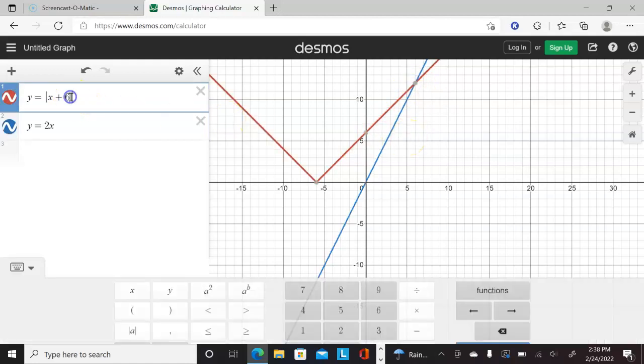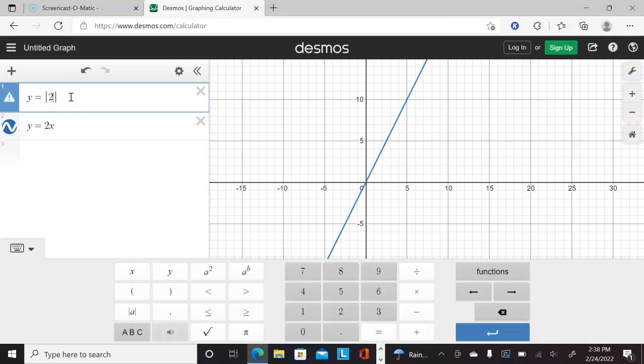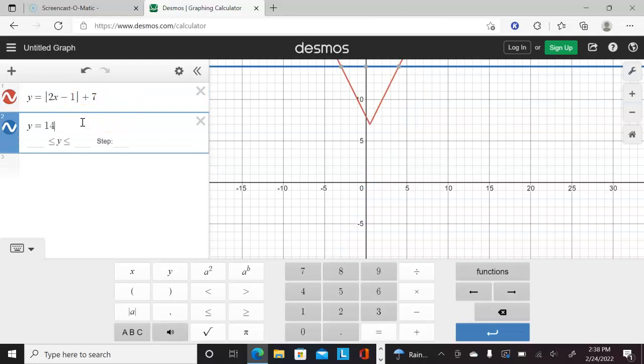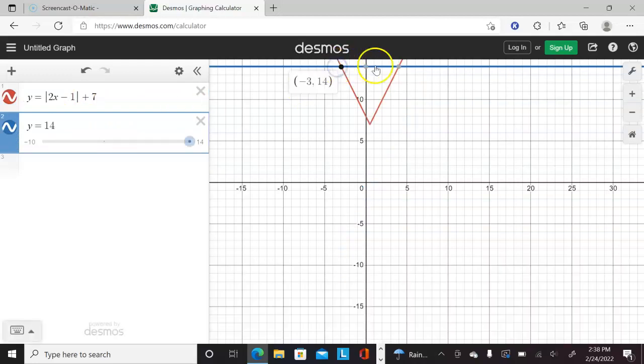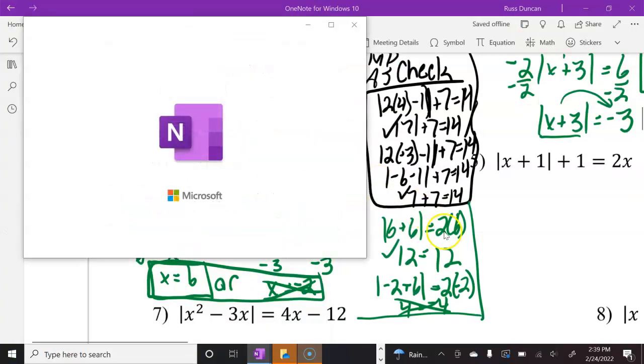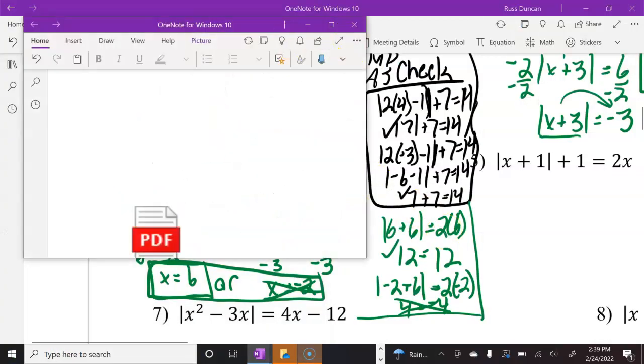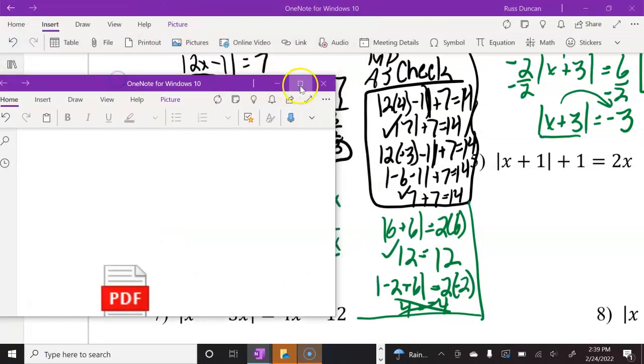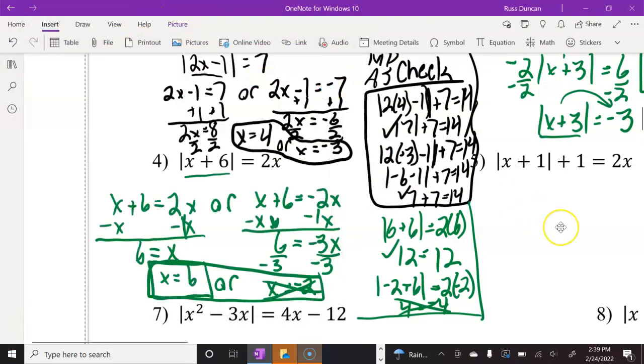If we took number 1 that you did, so we had the absolute value of 2x minus 1 plus 7, and then we had 14 here. Look, negative 3 and 4. Those were our two solutions. Okay? So that's another way to do these. Now, algebraically, you should be able to do this, especially my honor students. But if not, then you can do it this way.